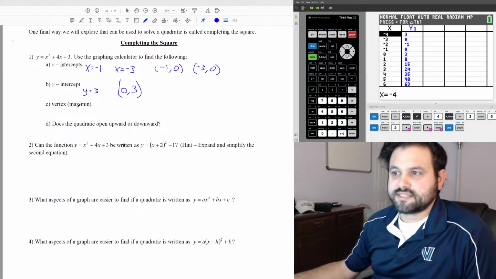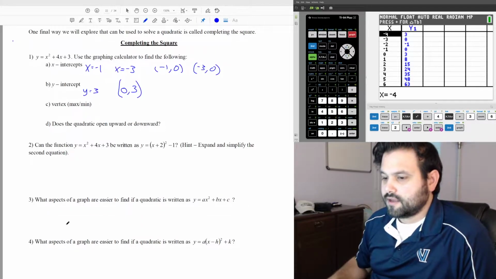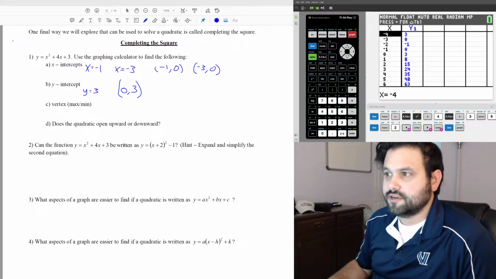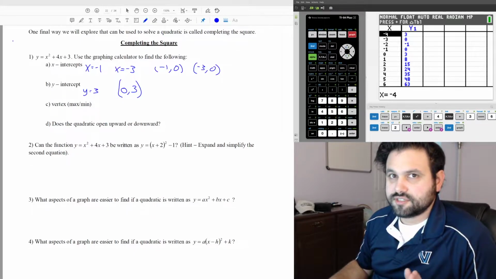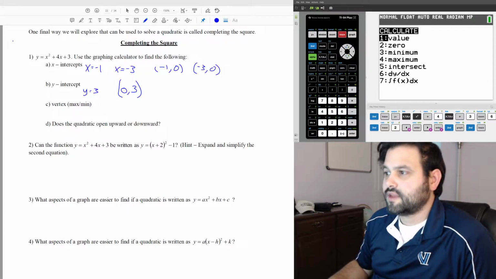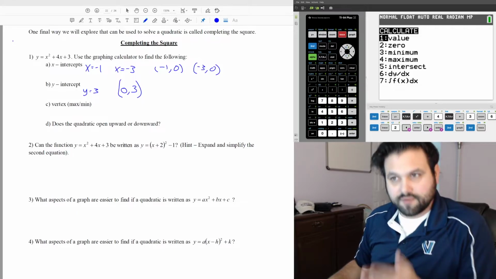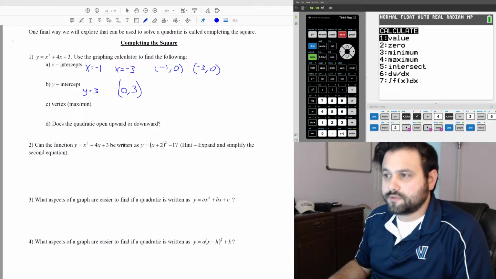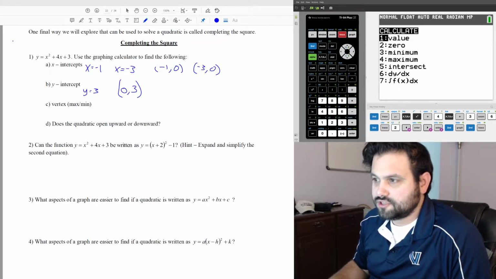All right, the vertex, the maximum or the minimum. For this, I'm going to again review how to find that on the calculator using the calculate feature. So I'm going to press calculate, which is second trace. And I remember what the curve looked like. It was opening up, so I know it's a minimum. So I'm going to calculate the minimum. So I'm going to choose option 3.